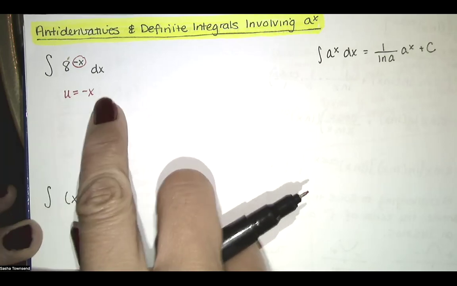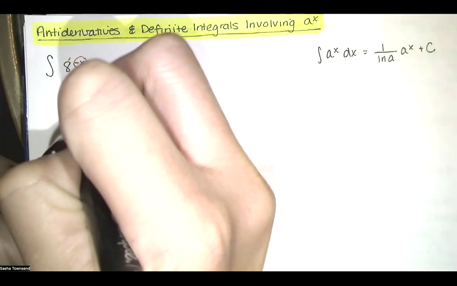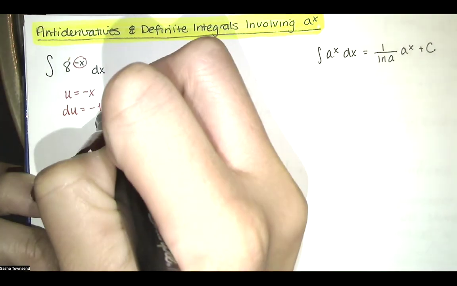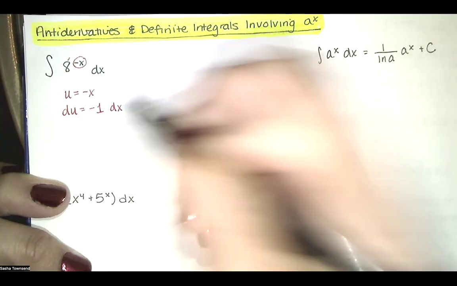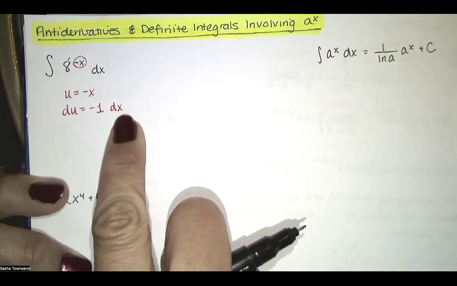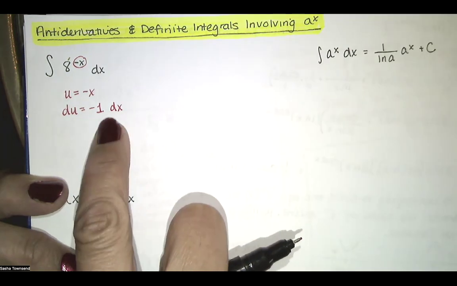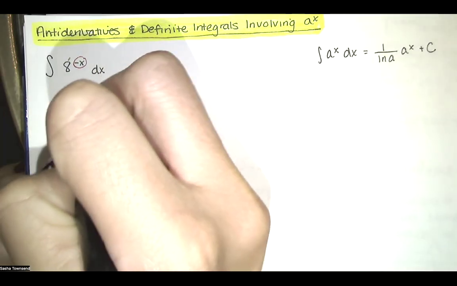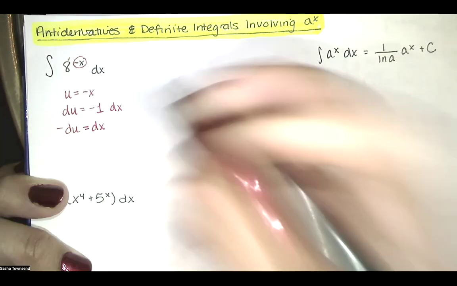Let u be the inside function and then compute du. Du is just the derivative of u with respect to x, which is -1, times dx. And then I say, do I have a -1 dx up there? Well, I don't, but I do have a dx. So if I want to, I can multiply both sides of this by -1. Negative du is equal to dx.